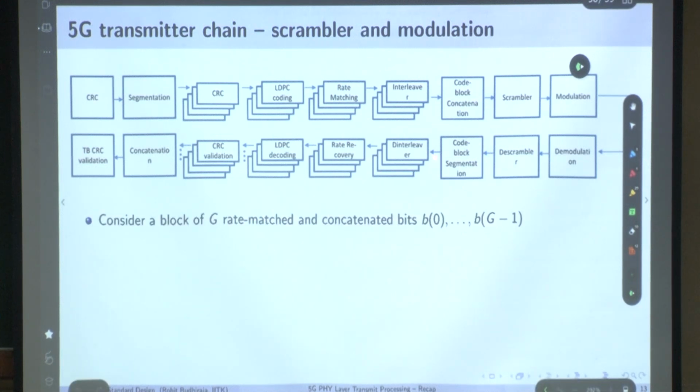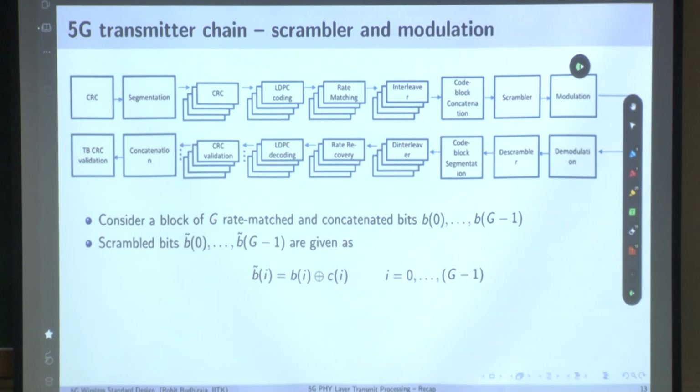Now, what is the output length of this code block concatenation? G. Right, so we consider a block of G rate matched bits and concatenated bits. What are we doing here? We scramble them using this scrambling sequence, and that should also have a length G. What is this output? It is a bitwise XORing of these two sequences. You have two different bit streams, you XOR them bitwise, and that XOR sequence is b tilde of i. That's the scrambled output.